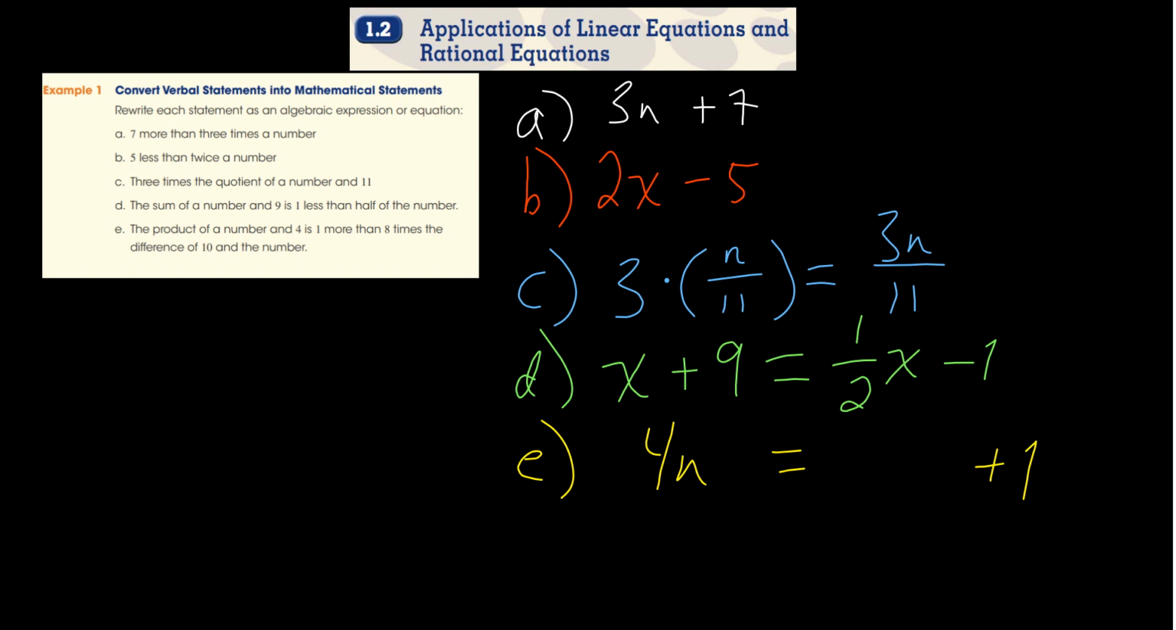1 more than 8 times the difference of 10 and the number. Okay, so let's zoom in on this. 8 times the difference of 10 and the number. So 8 times something, so we're going to have an 8 out there. Okay, and it's going to be the difference of 10 and the number. So this tells me that we're going to be having that, essentially in parentheses, right? It's going to be 8 times something, and that something would be the difference of 10 and the number. The difference being a subtraction sign, so 10 minus n. Let's see if I can erase that a little bit.